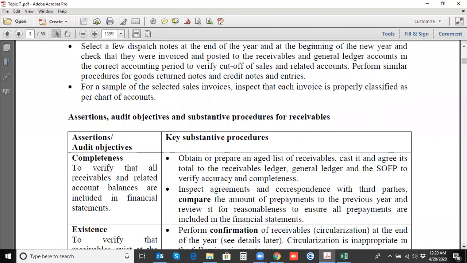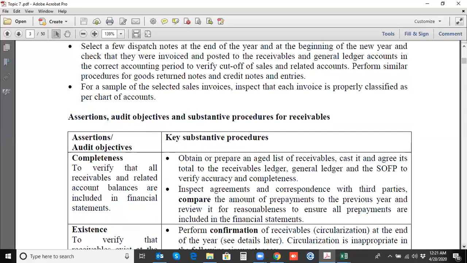Let's take a look at receivables. Receivables, we said that this is a balance sheet item, okay? And you are interested in verifying several assertions. One is completeness. You want to verify that the receivables reflected in the financial statements are actually complete. They include all the amounts that are receivable from the entity's customers.